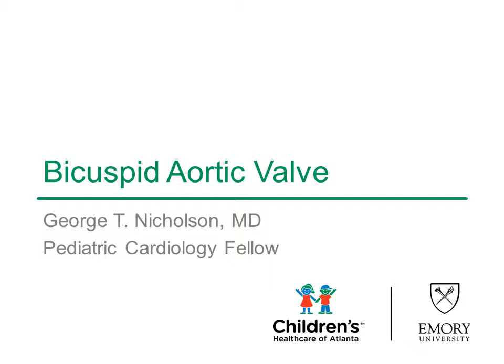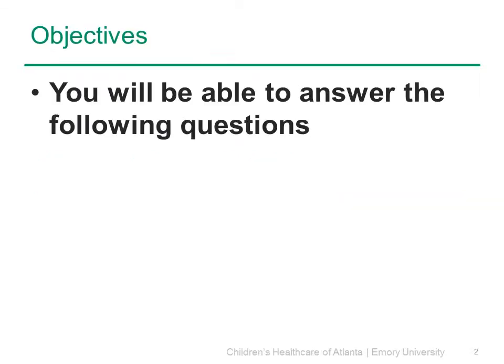What I'd like to do today is give you a brief introduction to the most common congenital heart lesion, excluding a patent foramen ovale, that affects approximately 3% of the general population. That is a bicuspid aortic valve.